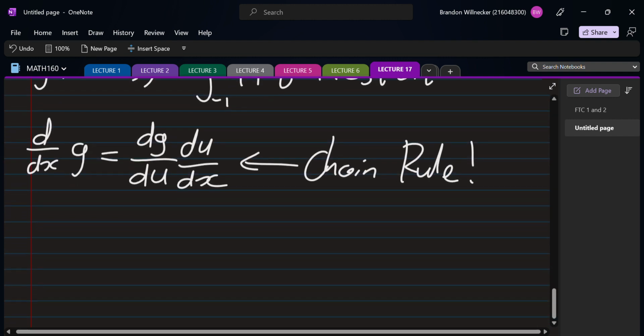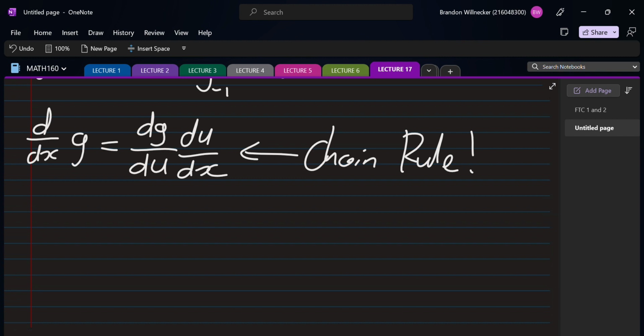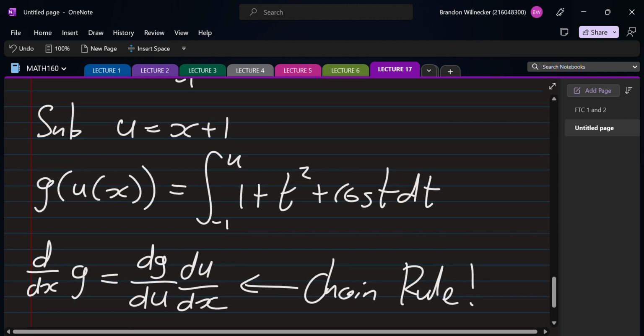So we're just using the chain rule, because we introduced this u variable. So g is in terms of u, which is in terms of x. If we're differentiating with respect to x, we need to follow the chain rule accordingly. Okay, dg by du, so we're differentiating this right-hand side with respect to u. That's easy to do. FTC part 2, we're good.